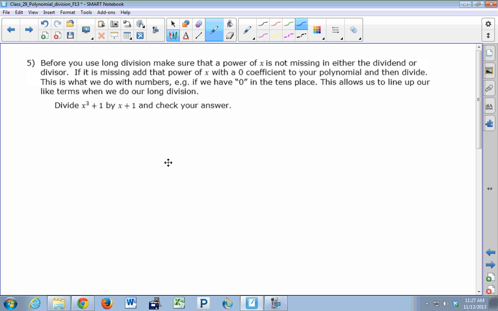And when you have a dividend that looks like this, notice you would say it's lined up in descending order, but there's places missing. When we don't have anything in our hundredths place, how do we indicate that in arithmetic? We have a 0. 0 is a very powerful invention in mathematics. The same is true here. Anytime you have a dividend or a divisor where one of your powers of x is not there, you have to write it with a 0 in front of it as a coefficient. So before you do this division, you have to change your dividend to this.